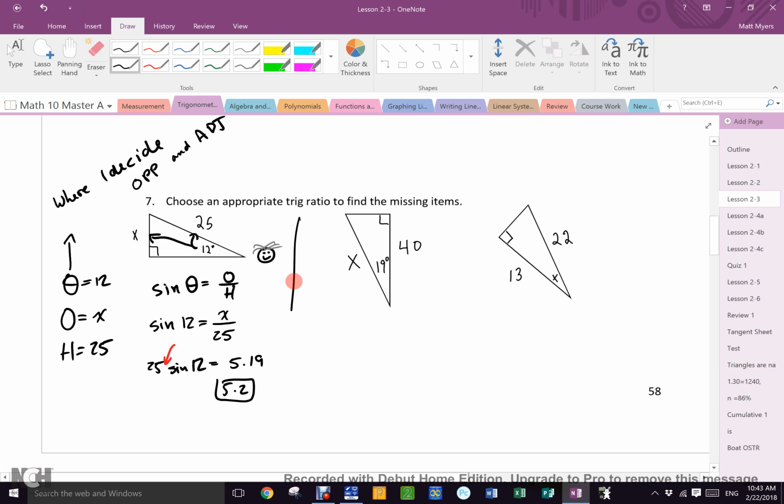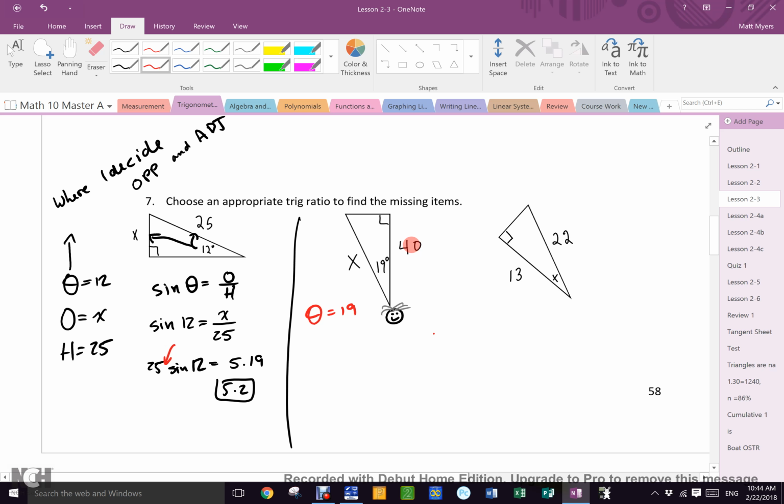Okay, now we have a method. Will that method work forever? Of course it will. What's the first thing I do with the second question? Find theta. What is it? 19. Theta equals 19. Once I have theta, now I'm right there. Now I get to name the sides. What is this side that I have?